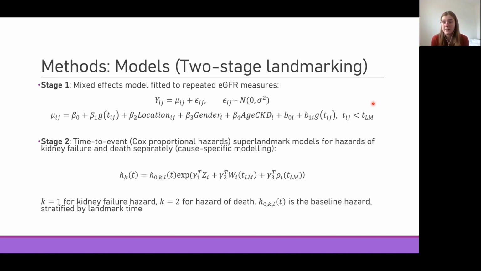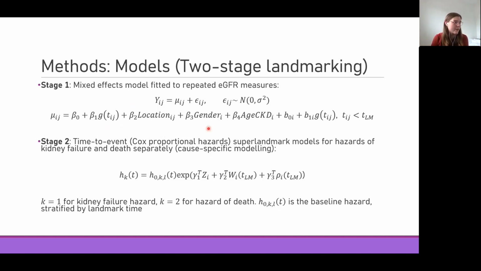The two stages are basically two separate models that we fit to the data. The first model is a mixed effects model that we fit to the longitudinal repeated eGFR measures, and that looks a little bit like this. We have this g(t) effect, which is essentially a possibly non-linear effect of time. We found that the eGFR measures tend to be quite noisy and quite non-linear, so we adopted a natural cubic spline to model that effect.